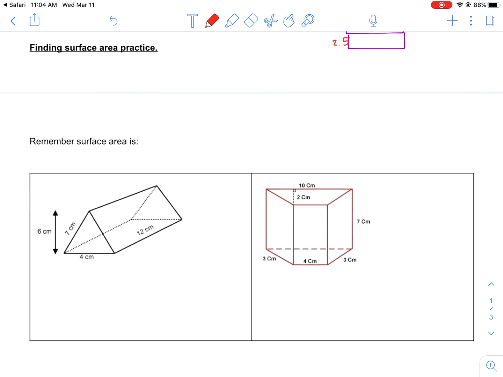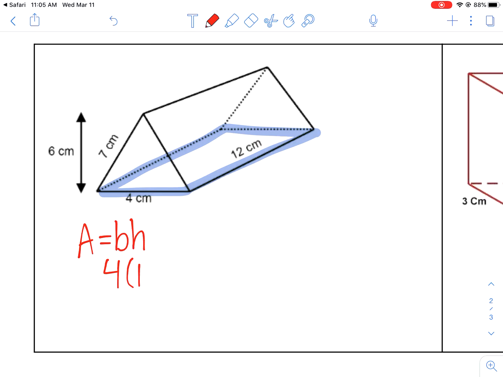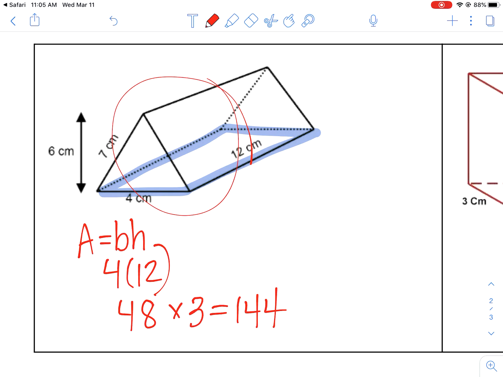All right, so if we're looking at this, we know we have a rectangular base on the bottom. So let's start there. So we have area equals base times height. We can see that the base and height of that rectangle is 4 by 12. So 4 times 12 is 48. But there are 3 identical shapes like that. So we're going to take that singular area and multiply it by 3 to get the total area going around the center of the shape.